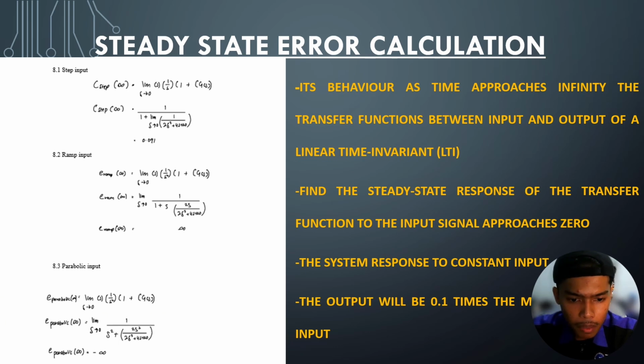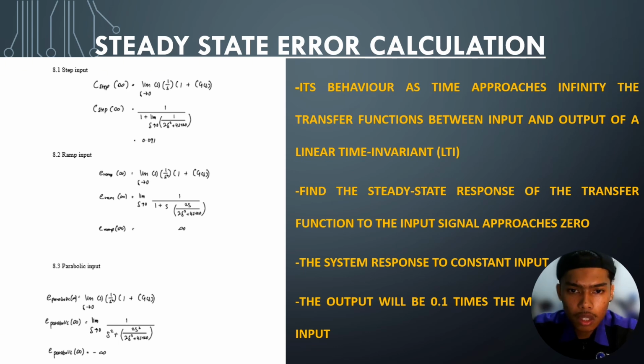So for the parabolic input, the calculation is e parabolic infinity equals the limit as s approaches 0 of s multiplied by 1 over s cubed multiplied by 1 over 1 plus G(s). Inserting the values, the limit as s approaches 0 of 1 over s^2 plus 2 over 2s^2 plus 4s plus 20. The value of e parabolic infinity is negative infinity.